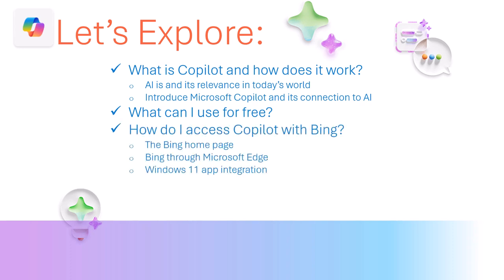Of course, what you can use for free, which I was getting very excited about. How do I access it? That's a good question. There are a few different ways that you can do it. The Bing homepage. Bing is Microsoft's search engine, so it'll be like Google for Microsoft. Bing through Microsoft Edge, because the browser has that capability. And then if you have Windows 11, there's also some app integration. So really, you're going to see Copilot pretty much everywhere. You're going to see that symbol. Sometimes it's in different colors because there is a version of Copilot available for different apps that you have across Microsoft 365.